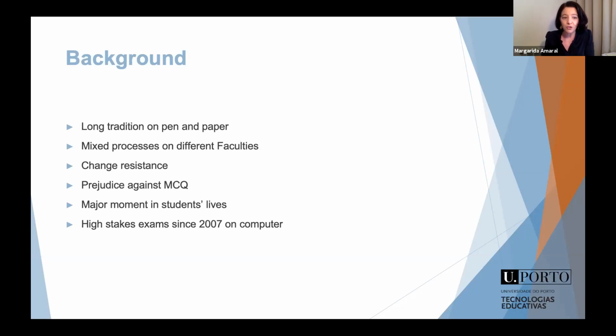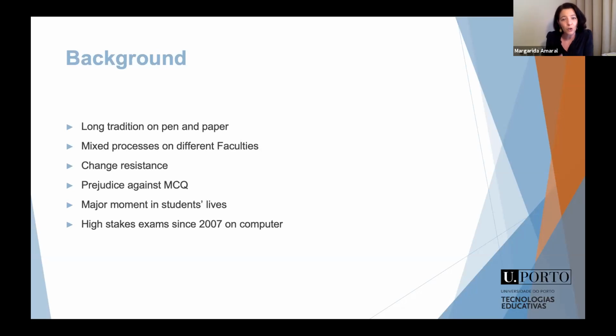In the University of Porto, high stakes examinations are going on since 2007. The main reason why teachers started opting for computer-based exams or online exams was because they wanted to address a large number of students and to have a quick marking, a quick grading of those exams.